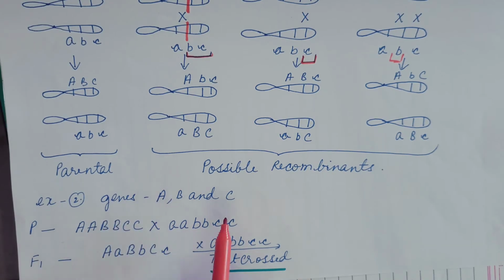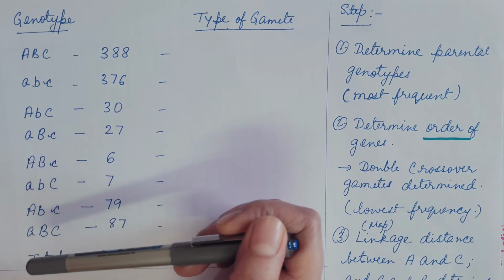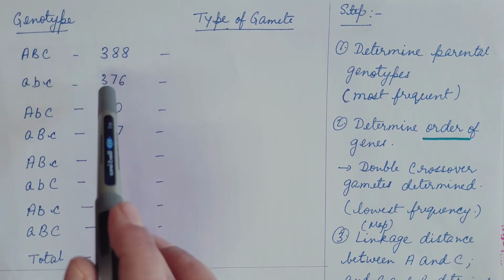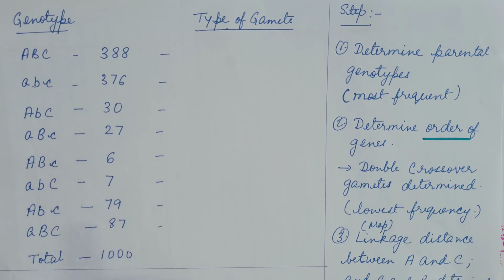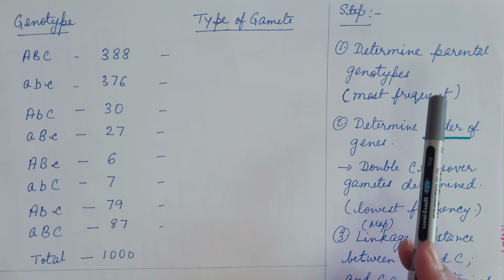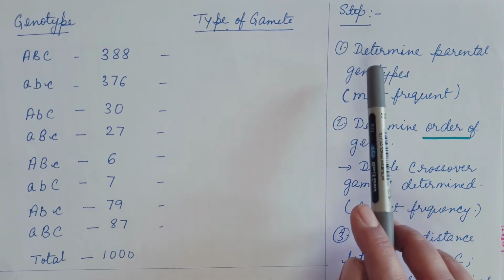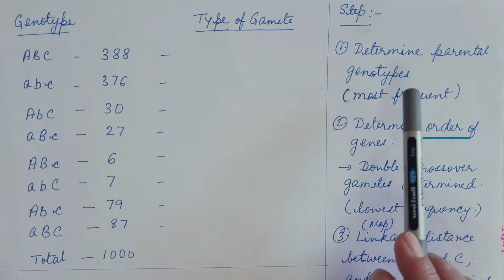So let us understand it with another example. Genes A, B, and C are present. Parents are crossed. One is homozygous for the dominant alleles and the other is homozygous for the recessive alleles. We get the F1 individual which is heterozygous for all the alleles. Then it is test crossed with the homozygous recessive individual, and it gives 8 different types of gametes, and these are the numbers of the gametes that are obtained. Total number of gametes is 1000. We have to do the gene mapping. It is a stepwise process. First of all, we will determine the parental genotype.